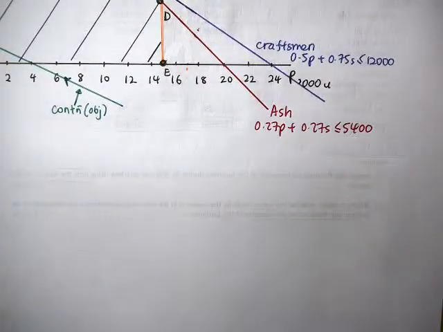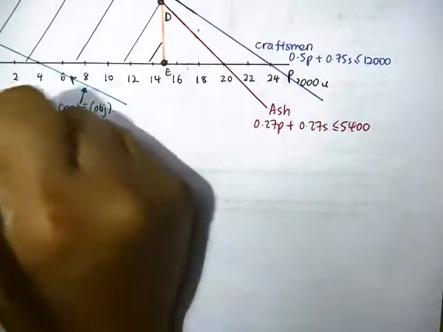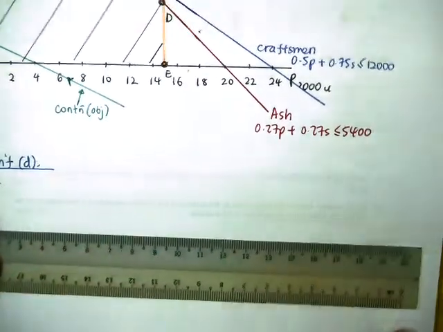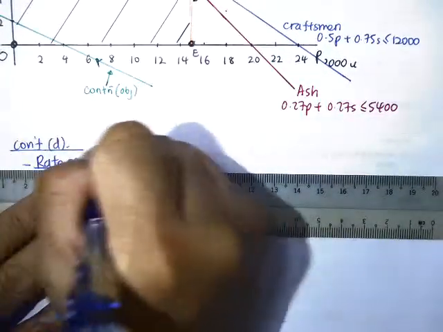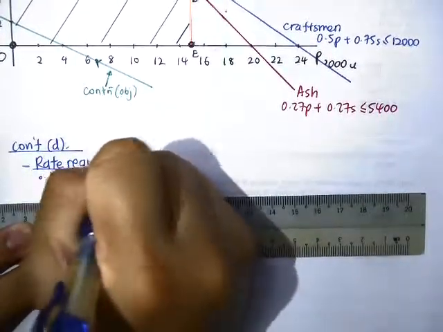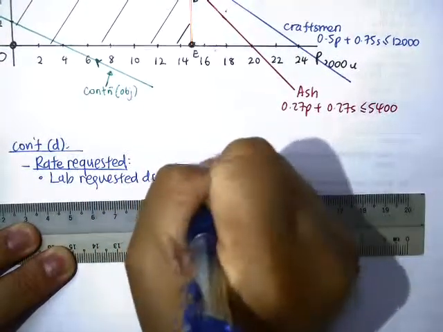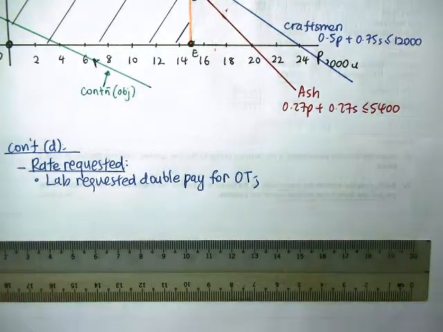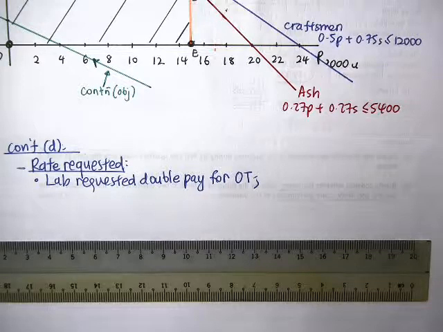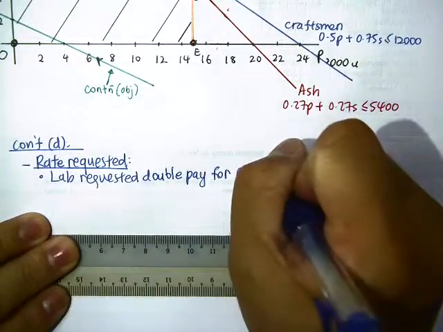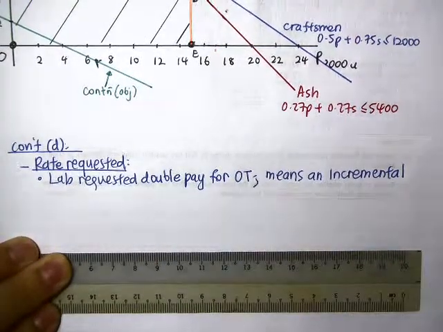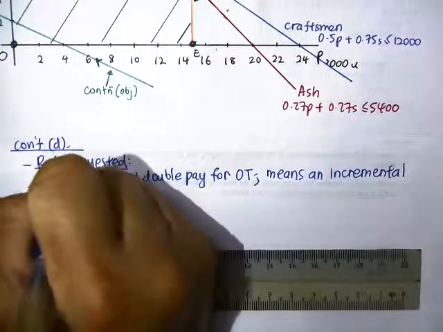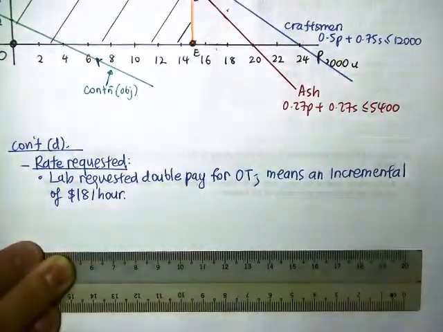So I just do here. Continue B, no space already. So the rate requested. Now labor requested double pay for overtime, which means the premium is how much? Premium is the extra. Right now you pay them 18. The premium is another 18. Okay? Means an incremental cost of 18 per hour.